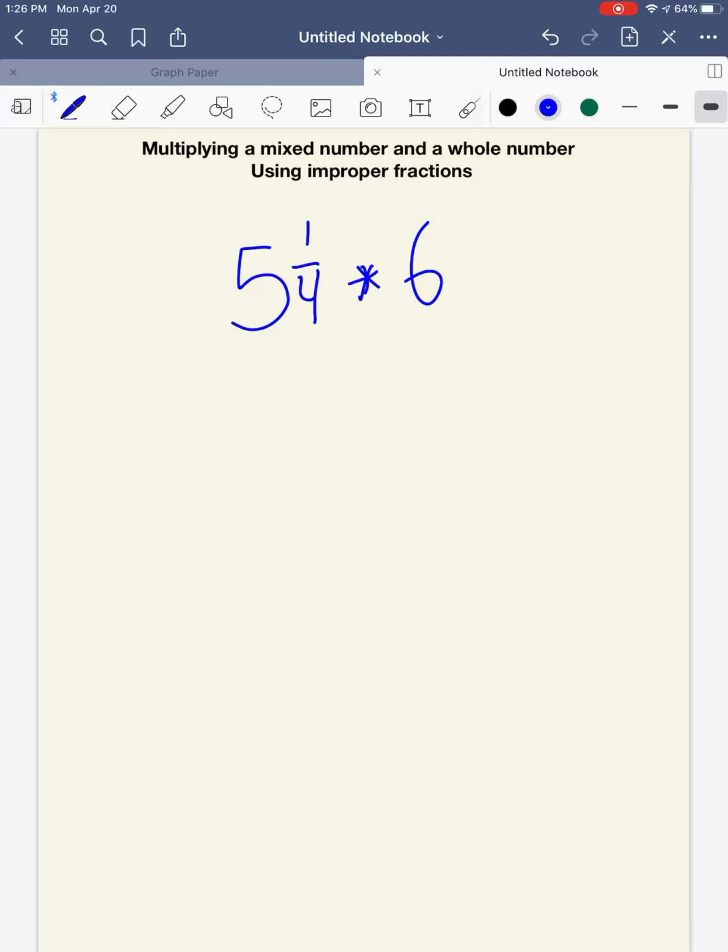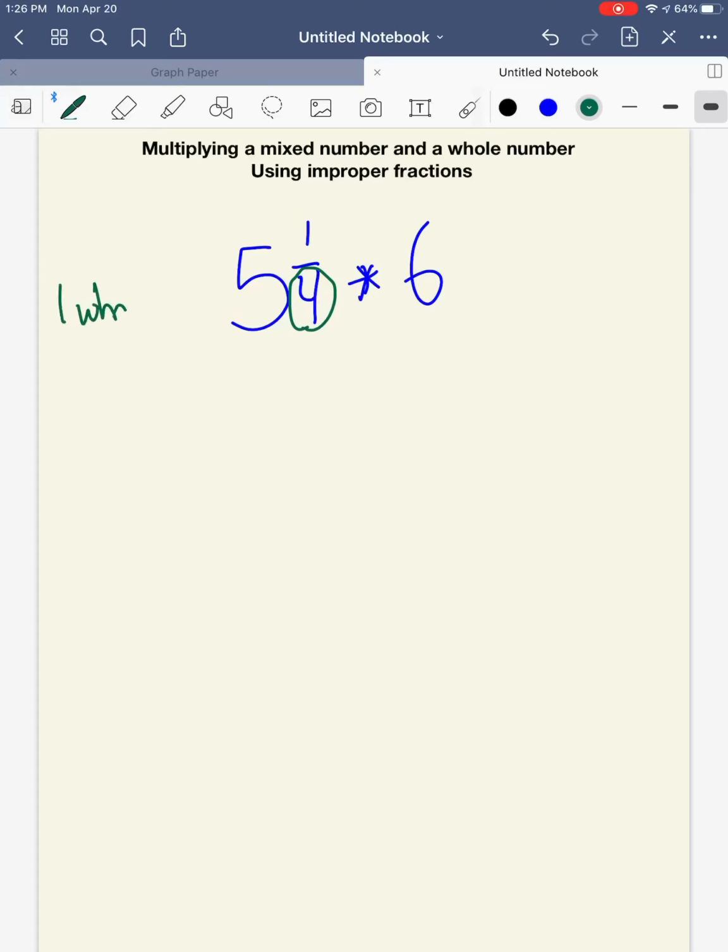5 1/4 is obviously our mixed number, 6 is our whole number. So the first thing we're going to do is turn our mixed number into an improper fraction. And I do have a video on that, so you can always go back and look at that if you want. I'm going to do a quick little refresher on that just to remind ourselves. I have 5 wholes, and the fraction I'm working with is fourths. So I need to think about 5 wholes as fourths. 5 wholes would be how many fourths?